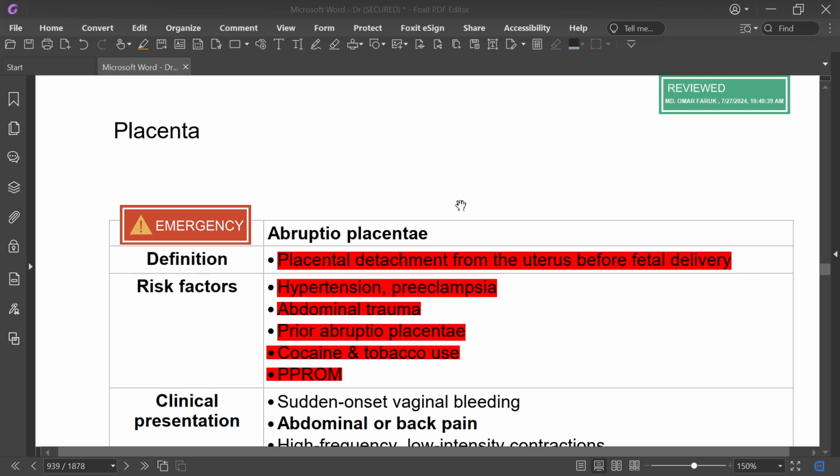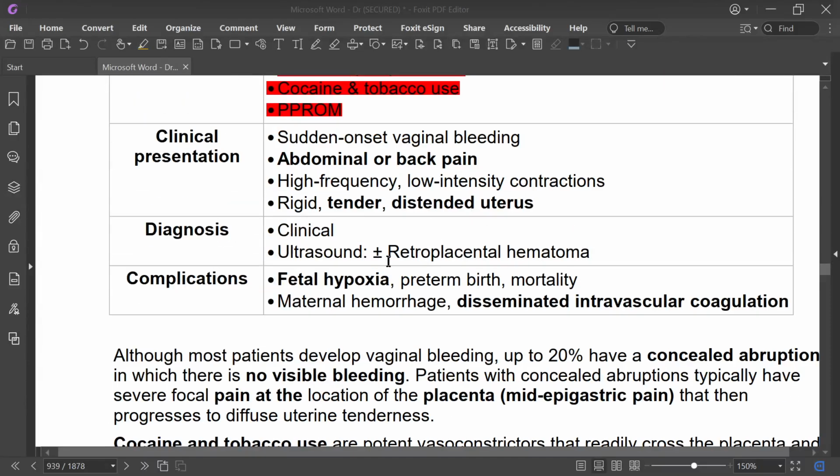Clinical presentation is sudden onset vaginal bleeding, abdominal or back pain, high frequency, low intensity contractions, and a rigid, tender, distended uterus. Diagnosis is clinical, with ultrasound, with or without retroplacental hematoma. Complications are fetal hypoxia, preterm birth, and mortality.